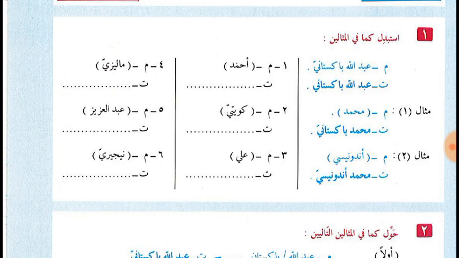Then in the third one, we will replace Ahmad with Ali. So it will become Ali Kuwaiti. Then in the fourth one, Ali Malizi. In the fifth one, Abdulaziz Malizi. In the sixth one, Abdulaziz Nigeria. Okay? Okay. Solve this. This is cola. Yes. This is cola.